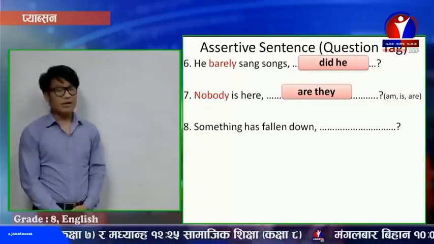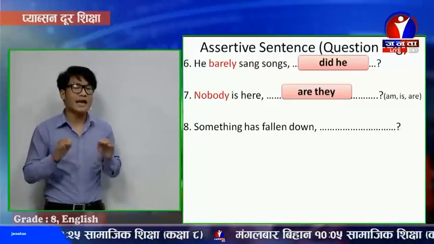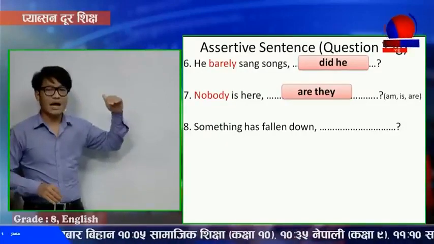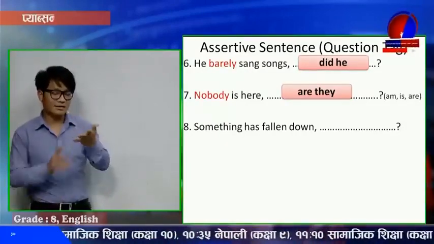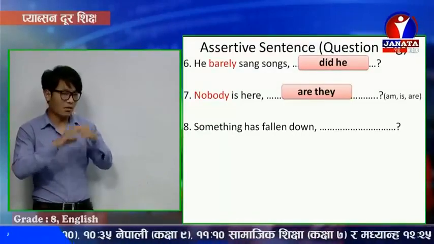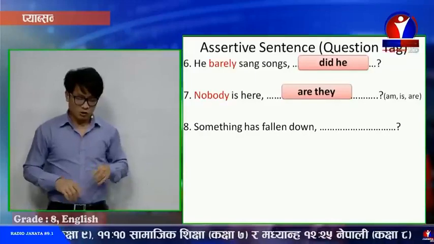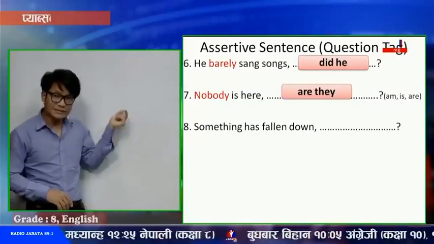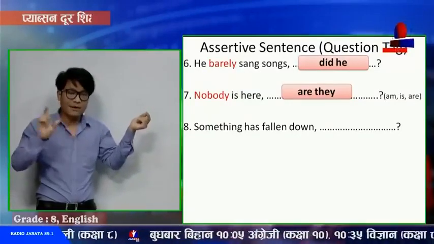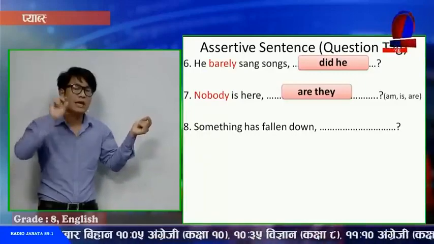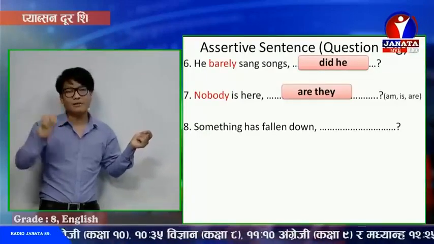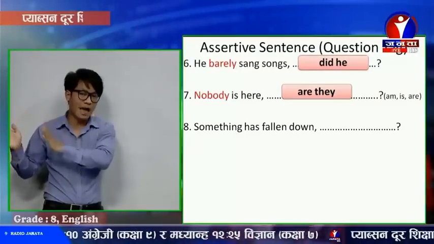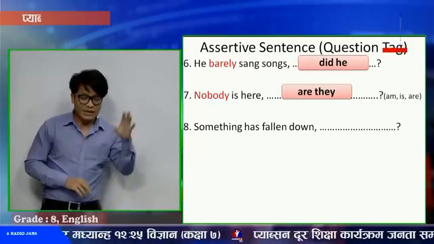Next: something has fallen down. Before, while teaching, I had told you that words like something, everything, nothing, anything all change into the pronoun it. So something should be changed into the pronoun it. Has fallen is has plus verb 3, so this is present perfect. The auxiliary verbs of present perfect are has, and obviously hidden have also.